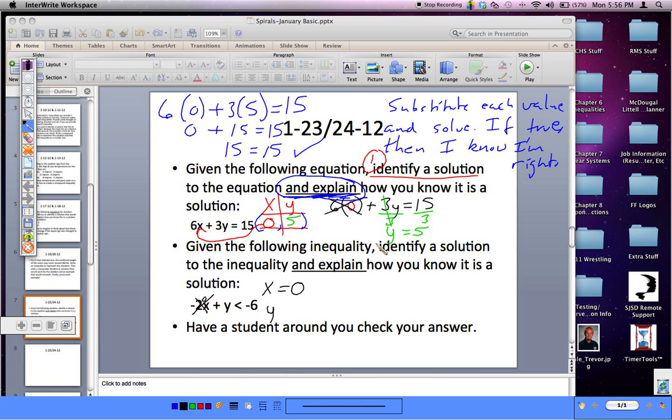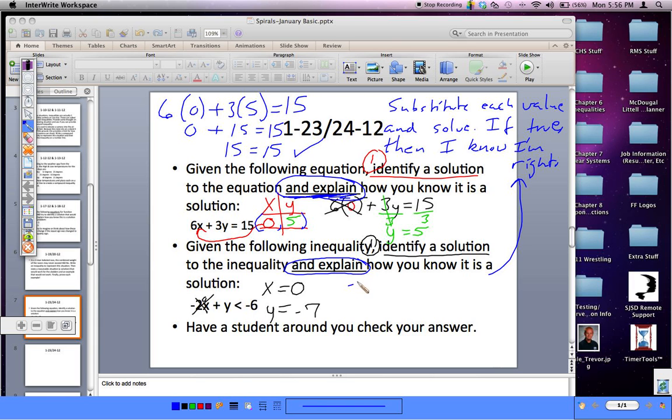Because I am identifying a specific solution, that means one answer, I have to let y be anything less than negative 6. I will choose negative 7. On yours, you can choose whatever you want as long as it is less than negative 6. To explain this, I'll use the color blue again. It's going to be this same situation right up here, but let's prove it.